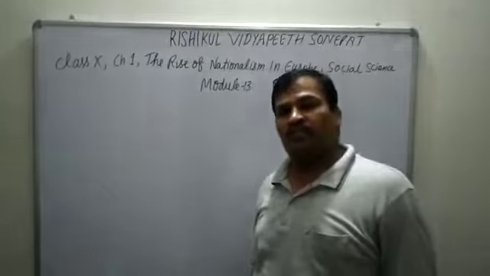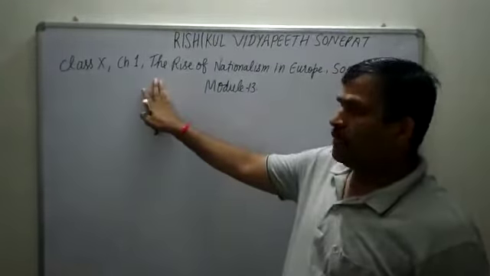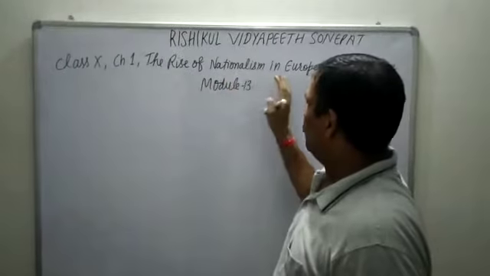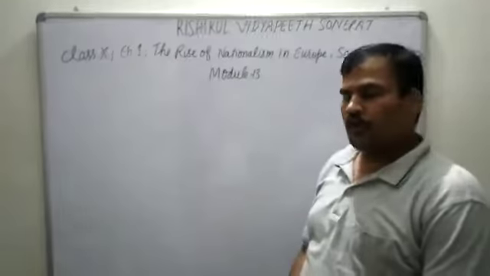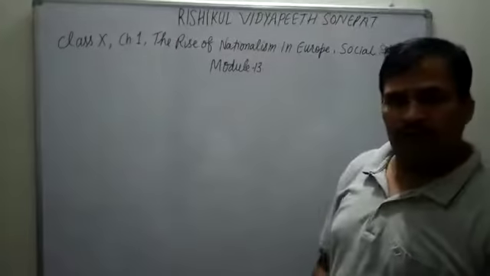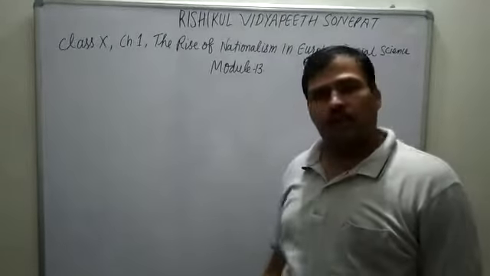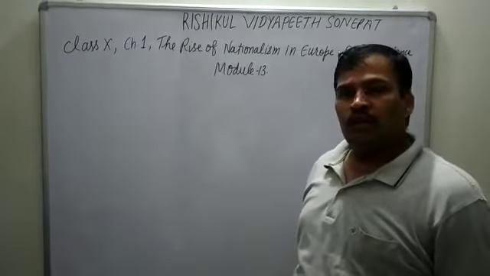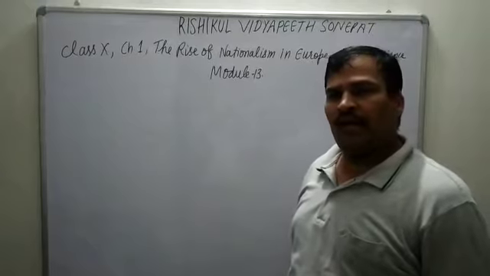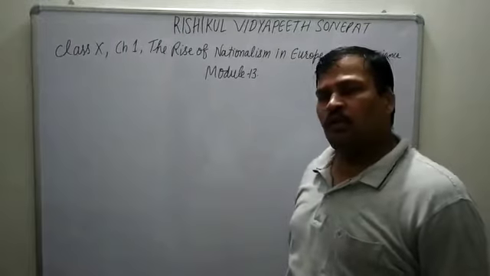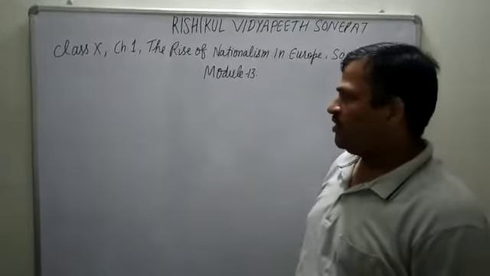Welcome to online teaching. We are discussing chapter one, the rise of nationalism in Europe. This is module 13. Now here we will discuss the Balkan states. In module 12 we discussed Germany and Mazzini, who were responsible for the freedom of Italy and Germany.